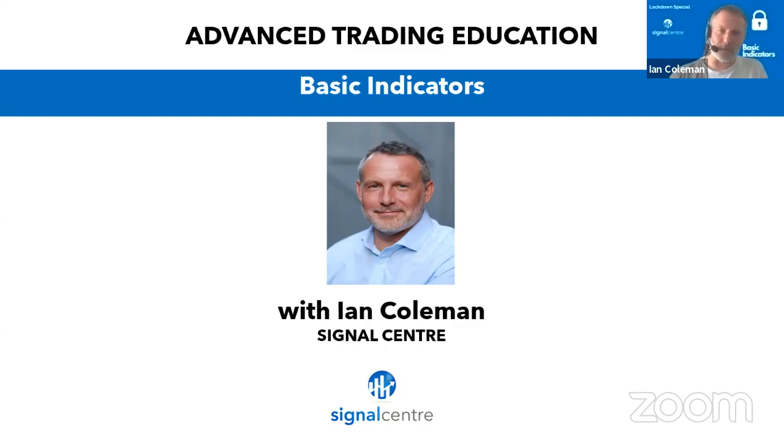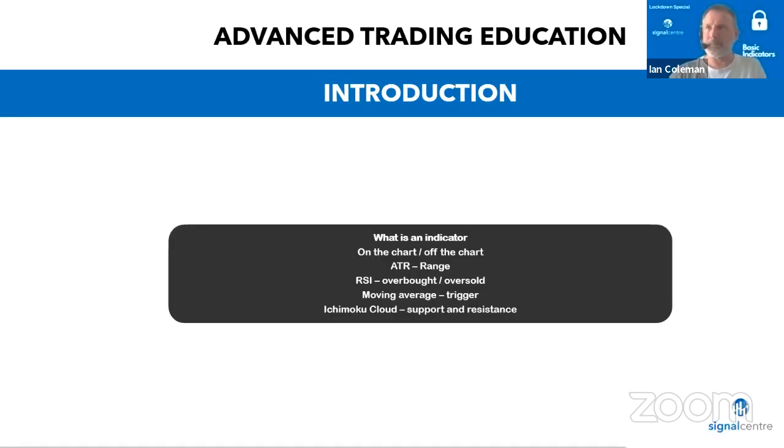So what we are going to talk about, let's just go to the first slide. We're going to talk about what is an indicator, on the chart or off the chart, and we're going to give some examples of different types of indicators. The first one I'm going to talk about is the ATR. The next one is the RSI. The next one is the moving average, actually two different ways to use the moving average. And lastly, I'm going to talk about the Ichimoku cloud.